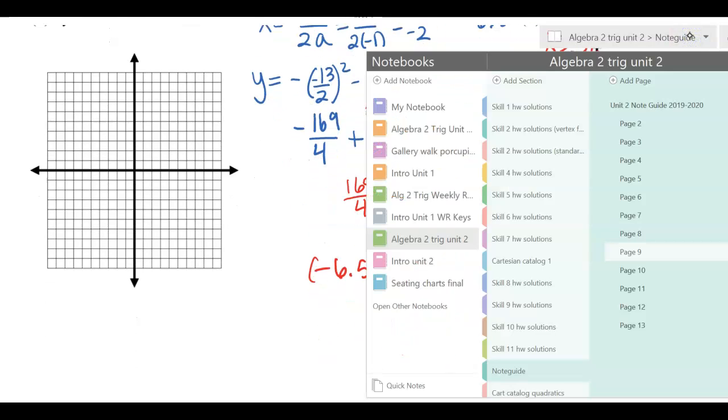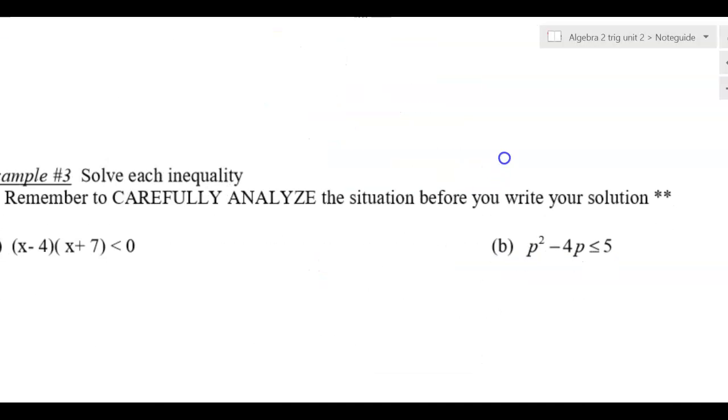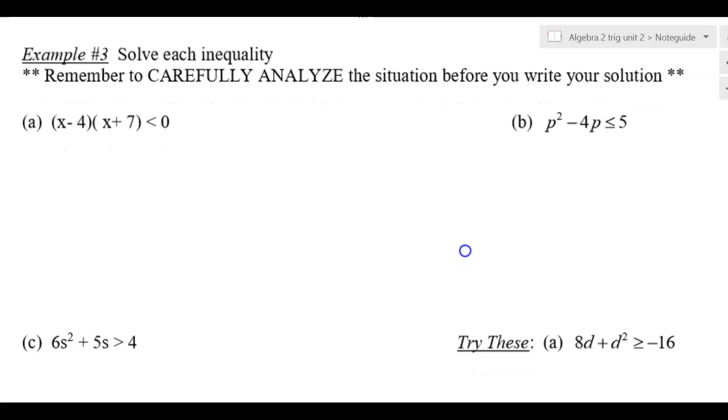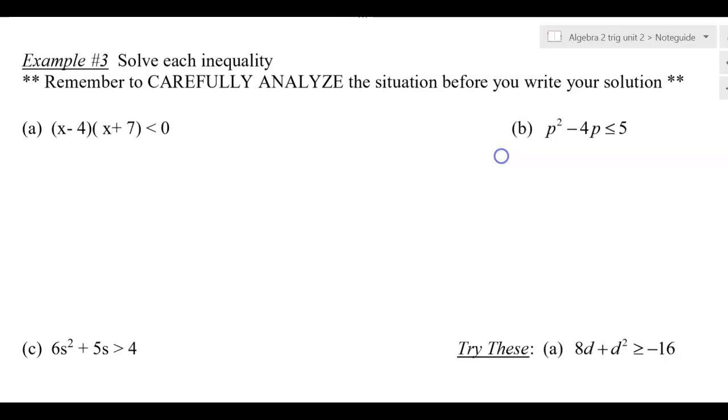So if you guys look on the next page of your note guide, if you have the note guide, if you don't have the note guide, you'll just write this part out. We're actually not going to do example 2, that part of the calculator. I need you guys to be proficient in the stuff that we've done in the calculator so far.